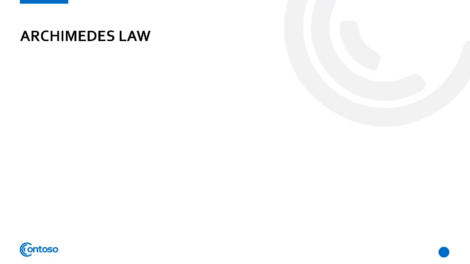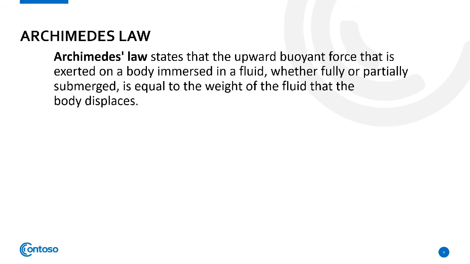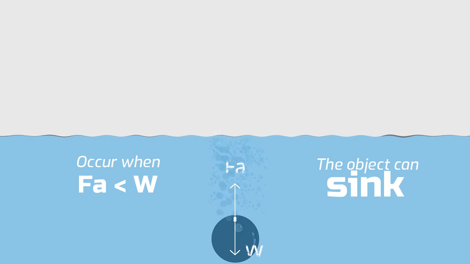Archimedes' law states that the upward buoyant force exerted on a body immersed in a fluid, whether fully or partially submerged, is equal to the weight of the fluid that the body displaces. Because of Archimedes' law, things can sink, float in the middle, or float on the upper side.